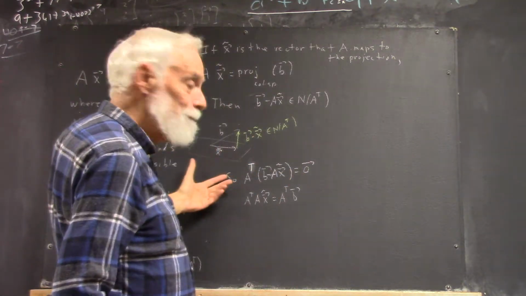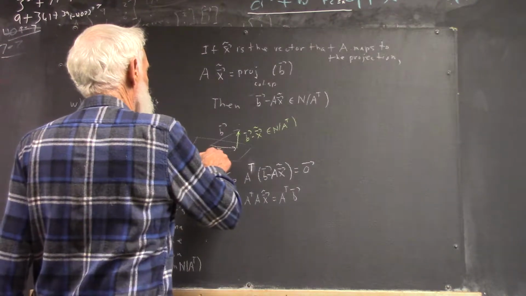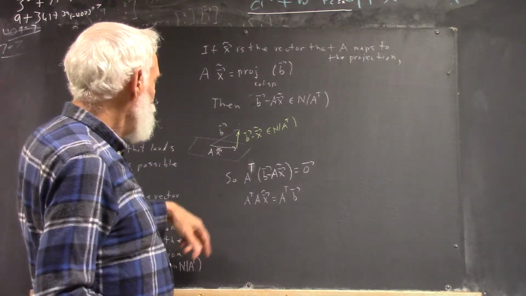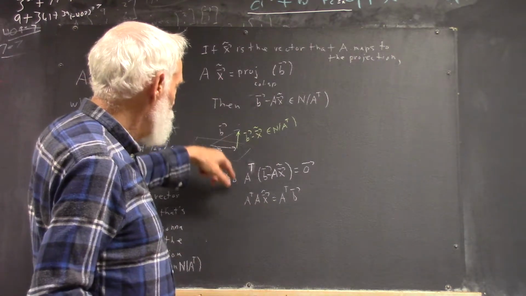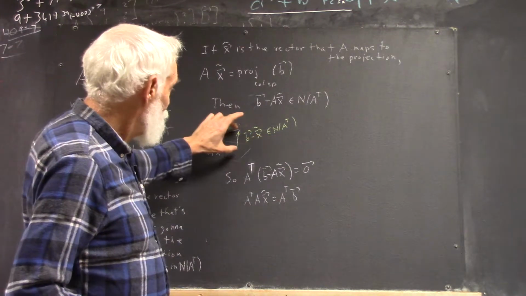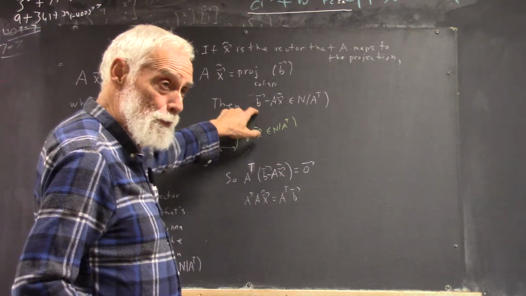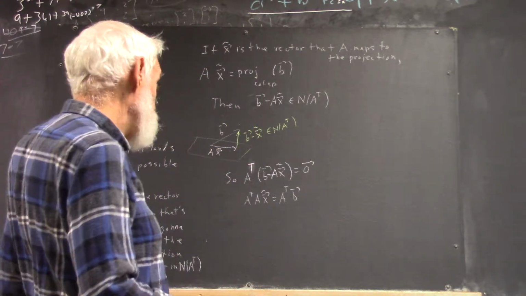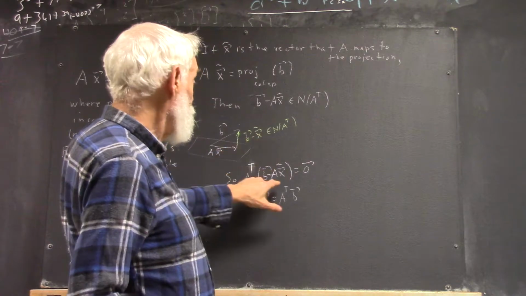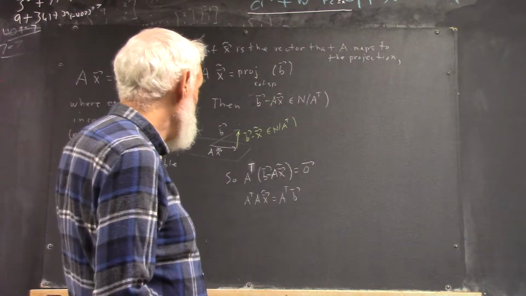So here's a picture. It says the same thing. Here's your Ax tilde. Here's your b. Ax tilde is what b projects onto, and b minus Ax tilde is this vector, which is in the null space. This is a picture of what this equation is telling us. So if it's in the null space of A transpose, that means A transpose times this vector has to be 0. Well, we're almost home free.